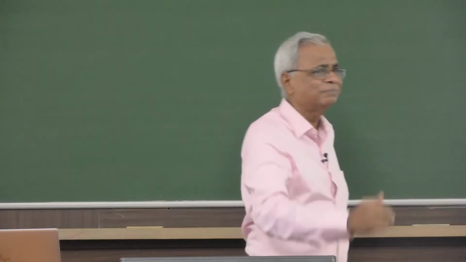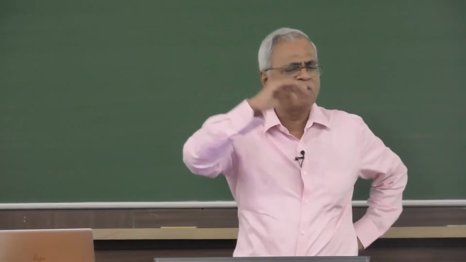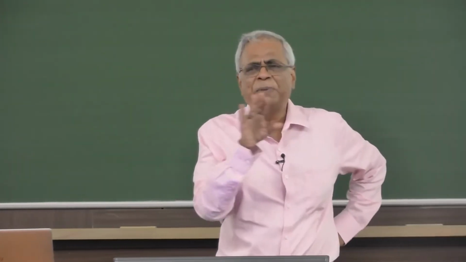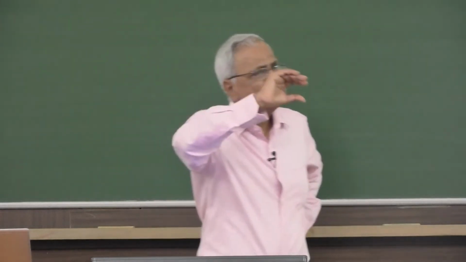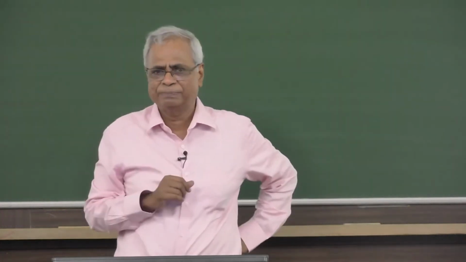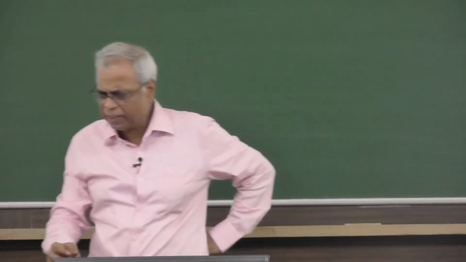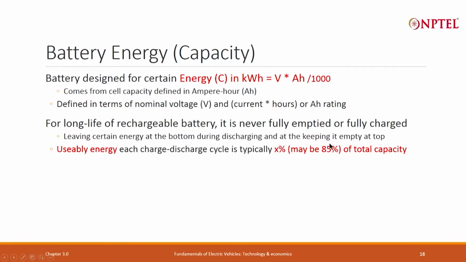Similarly, on the upper side, you tend to charge and then you stop charging. Typically, for example, in NMC cells, it can go up to 4.2, 4.25 volts, but you will probably stop at 4.15 volts. Why? Because you do not want to charge it fully; charging it fully again impacts the life of the battery.